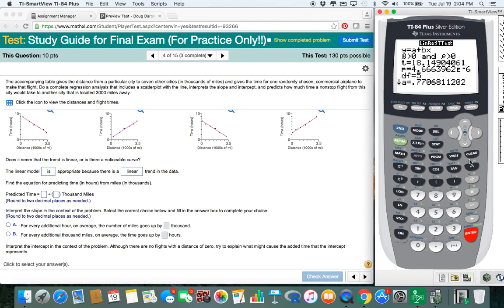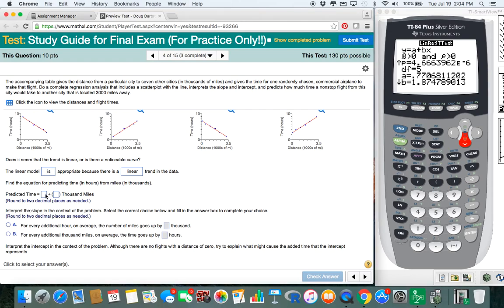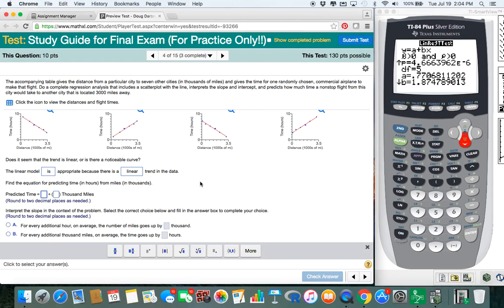So let's hit enter. You can see that we're in the form y equals a plus bx, so b is my slope. Rounded to 2 places, my a here would be 0.77, and my slope is 1.87.